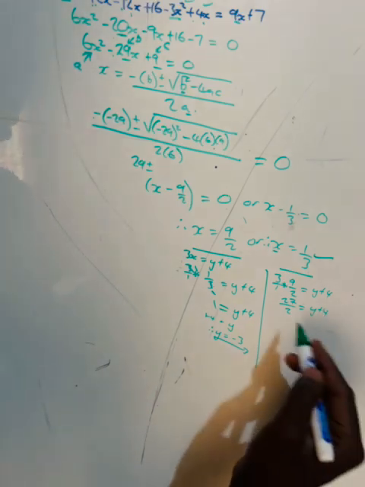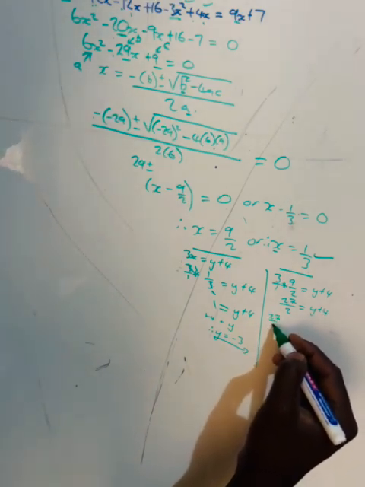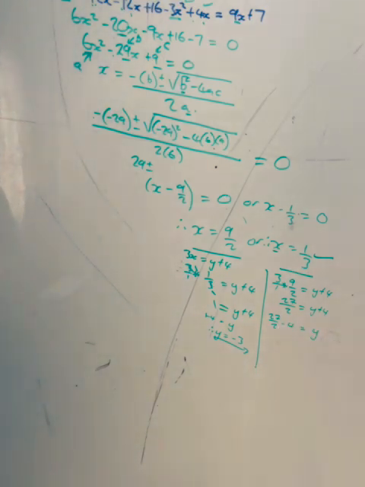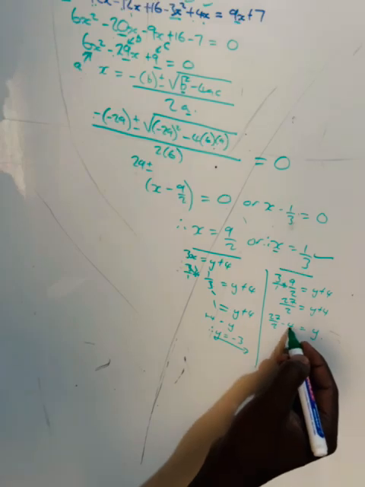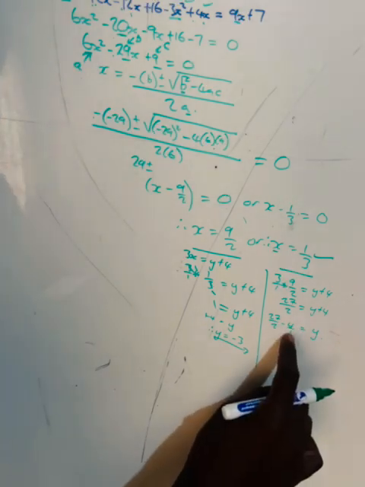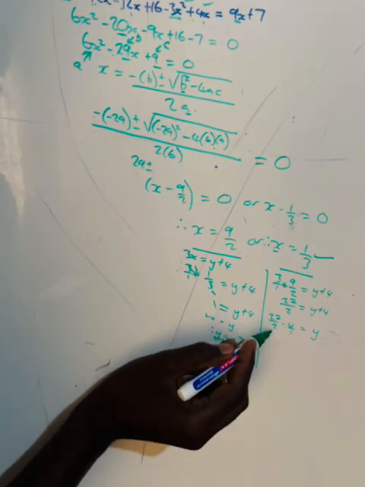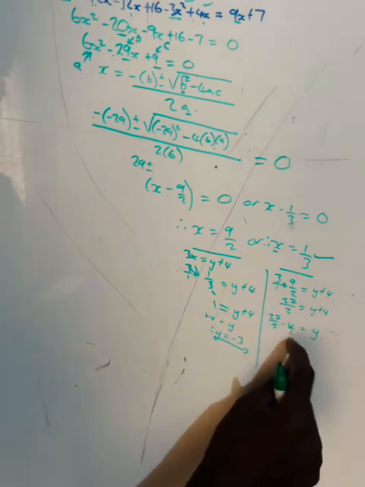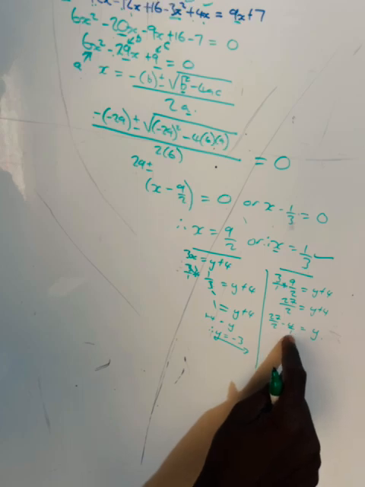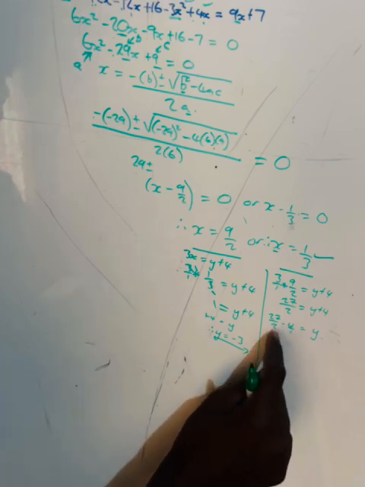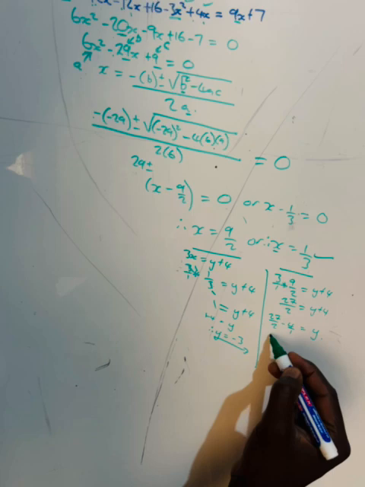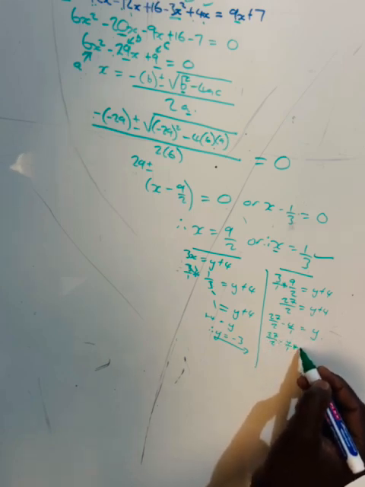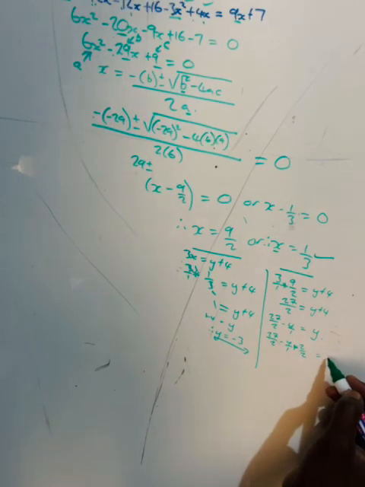I transpose this 4. Now I've got 27 over 2 minus 4, which is equal to y, right? Now remember, this 4 is a what? I can turn it into an improper fraction. So I'm having a fraction which is saying 27 over 2 minus 4 over 1. This 4 over 1, I must turn it into a fraction with the denominator on the first term, which is 2. So in other words, I'm now going to say 27 over 2 minus 4 over 1 multiplied by 2 over 2 is equal to y.